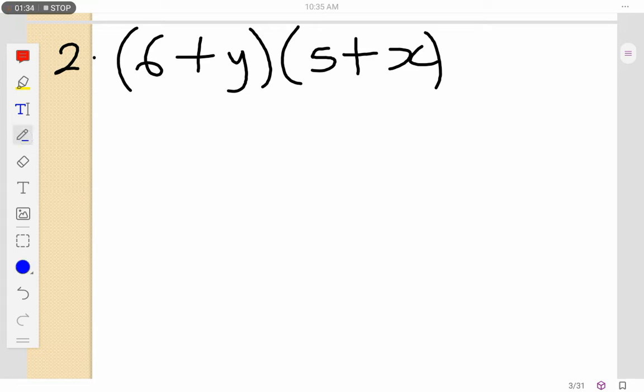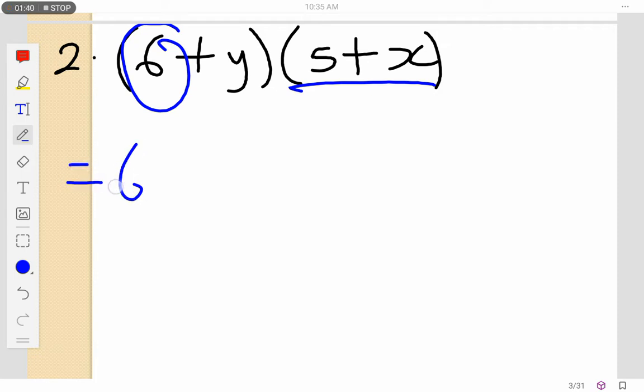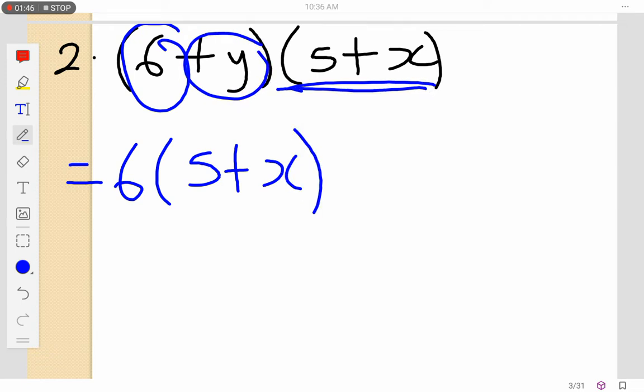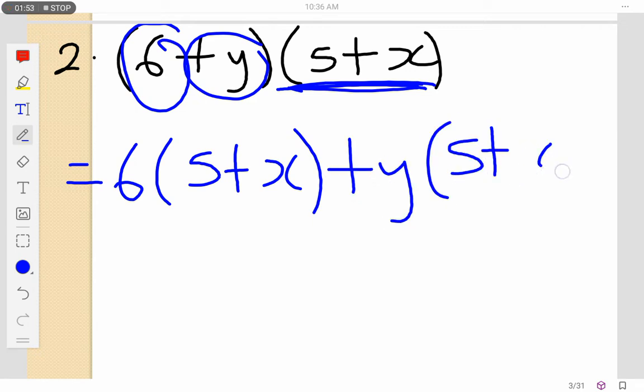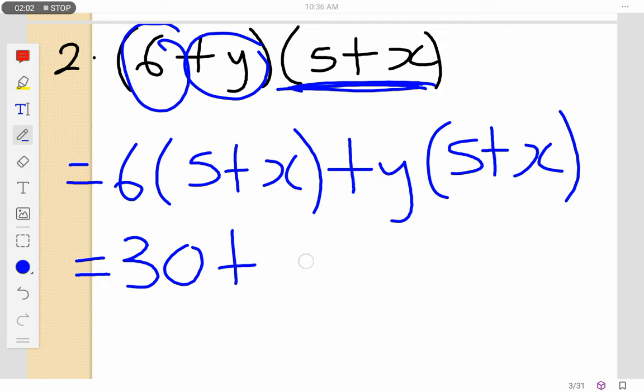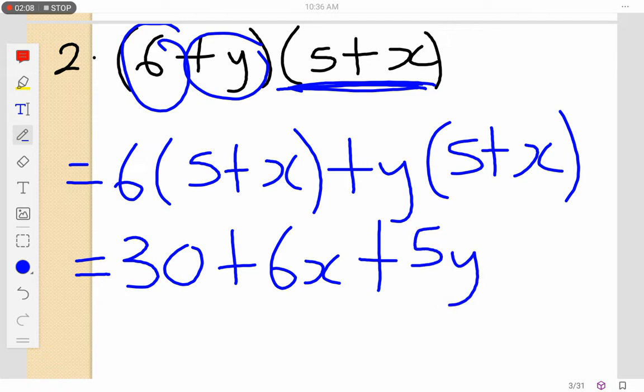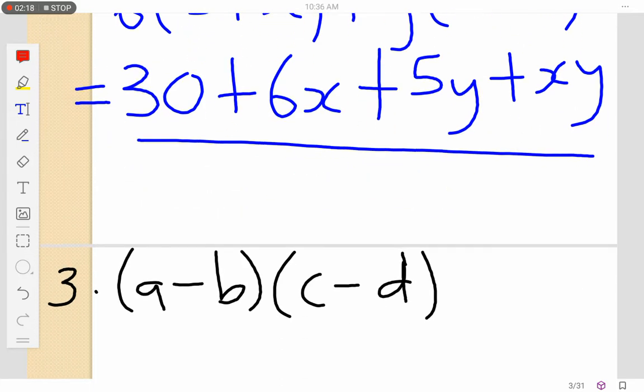Here we do the same. 6 multiplies everything in the second bracket, so I'll have 6 by 5 plus X. Then plus Y multiplies everything in the second bracket, so I'll have plus Y multiplying 5 plus X. Let's expand. 6 times 5, we get 30. Plus 6 times X, we get 6X. Plus Y times 5, we get 5Y. Plus Y times X, we get plus XY. We don't have common terms there, so this becomes the final answer. Let's look at another question.